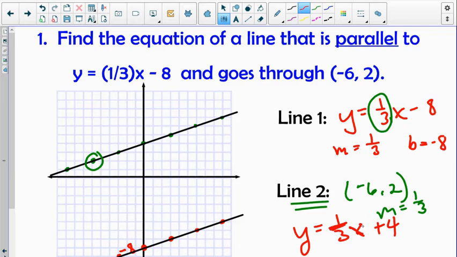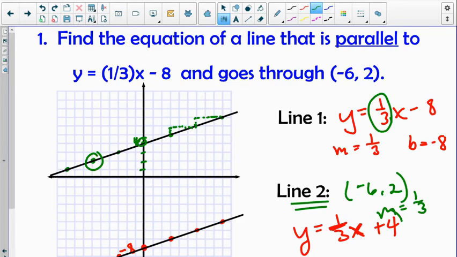So if we look at our graph here, we should see that the line has a slope of 1/3, which it did, right? A rise of 1 and a run of 3. And we should also see that it has a y-intercept of +4. And if we check on our graph, it crosses the y-axis right there at +4.